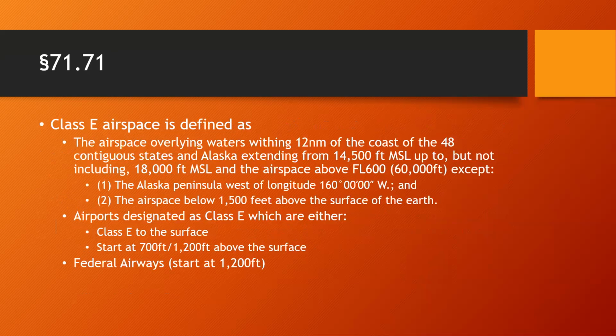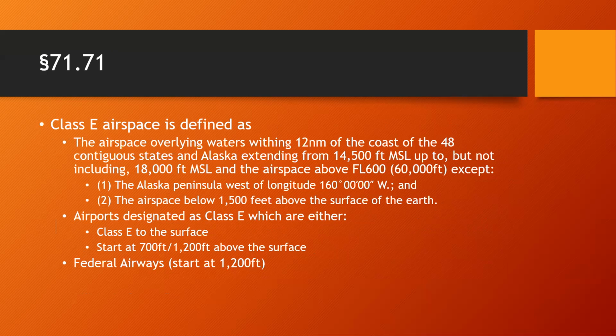There we go. All right, section 71, part 71. This is defining what Class Echo airspace is. Class Echo airspace is basically everything that's not something. So if something is not labeled as a specific type of airspace, it's Class Echo. This is kind of what we refer to as everywhere airspace. So this is going to define that further, but just as a general rule of thumb.